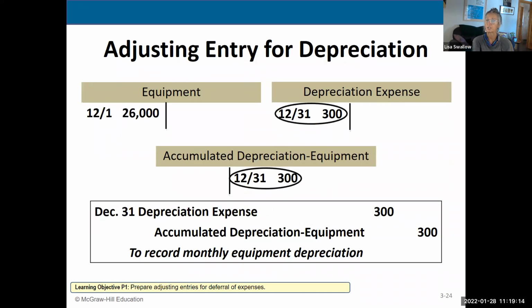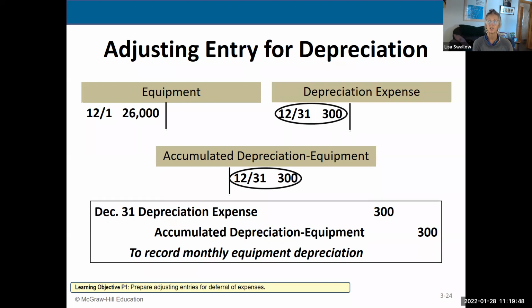Now I'm going to introduce a new account. My debit is to depreciation expense. Obviously, that's a P&L account. It's got the word expense right in the account title. My credit, you would maybe think, oh gosh, I can just go right to the equipment account, right? Because we know we have to use one balance sheet account and one P&L account. But in this case, we use something called a contra asset. This is a new type of T account I'm introducing.